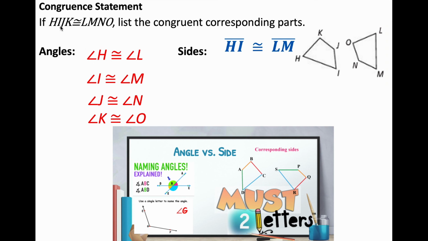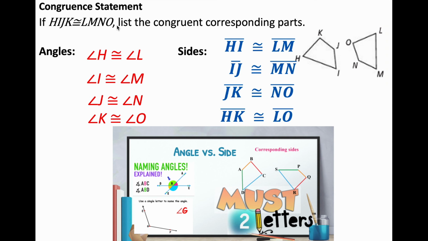Next one, I can use IJ and then matching position MN. And then JK, just kidding. NO, the last 2 letters. H and K, right? Those are the 2 letters, the side that I haven't picked yet. HK, then the first and the last letter, LO. And that is all you have to do. If we ask you to list the congruent parts, remember, the congruent parts will contain sides. Congruent parts will also contain angles.